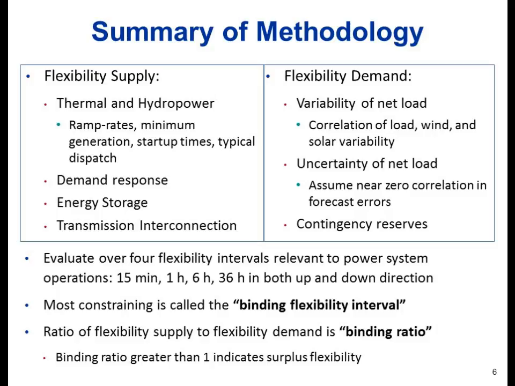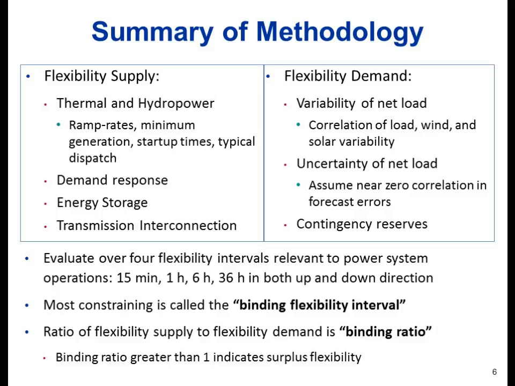As we'll show with the case studies, we estimate flexibility supply and demand over the 4 intervals of 15 minutes, 1 hour, 6 hours, and 36 hours, both in the up and down direction. The up direction means that we're looking at the capability of generation to increase output or to curtail load, while the down direction means the capability of generation to decrease its output.